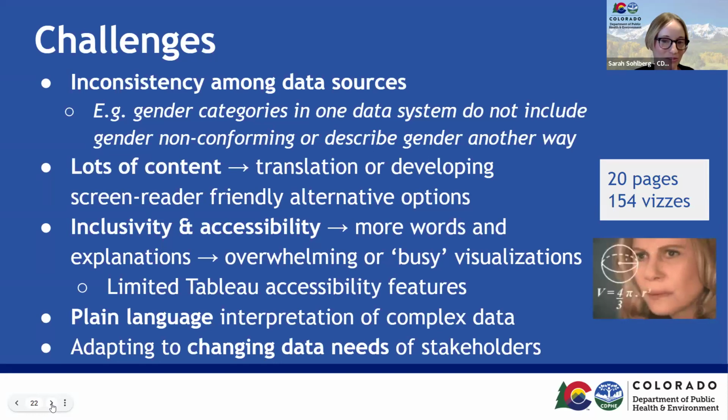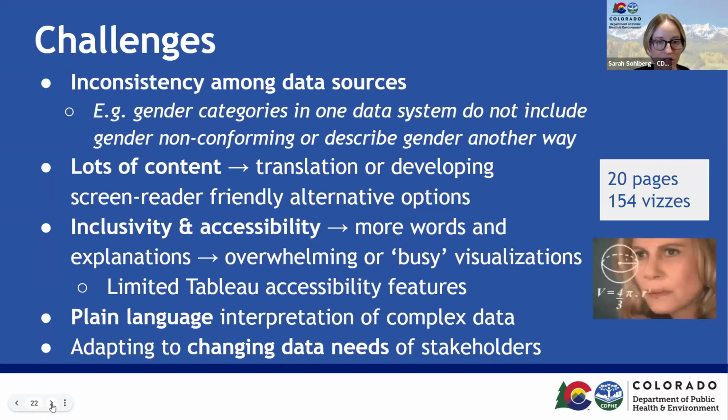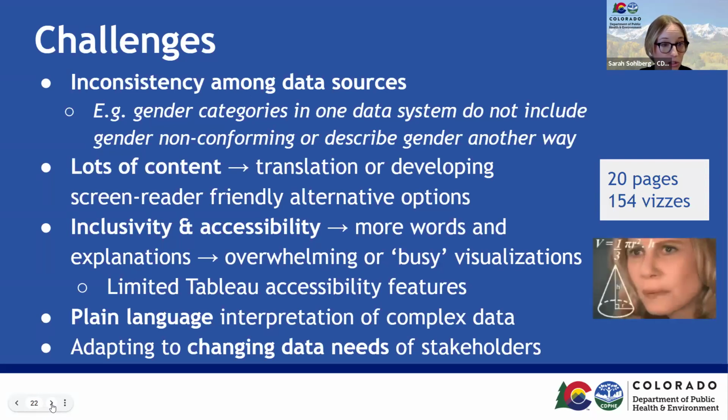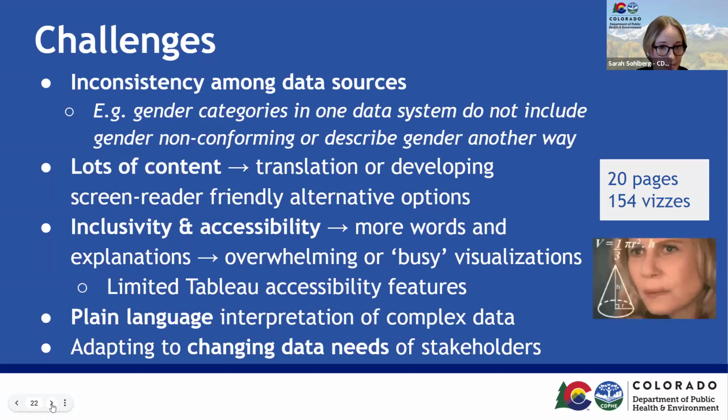With the CoHAS dashboard, for example, we are pulling and attempting to align data from a large variety of data sources, which are managed by different groups and can lead to a lot of different inconsistencies that we have to grapple with. For example, gender identity categories in the surveillance data do not include options for gender nonconforming or describing your gender in another way, which limits how much we can identify service utilization disparities among folks who might identify this way.